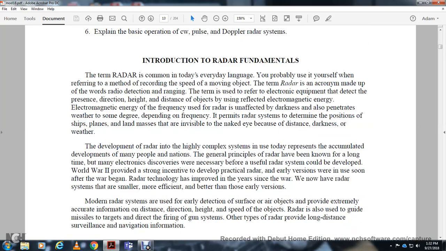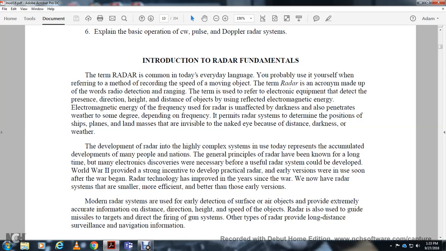Introduction. The term radar is common in today's everyday language. You probably use it yourself when referring to a method of recording the speed of a moving object. The term radar is an acronym made up of the words radio detection and ranging. The term refers to electronic equipment that detects the presence, direction, height, and distance of objects by using reflected electromagnetic energy. The frequency of radar is unaffected by darkness and also penetrates weather to some degree, depending on the frequency. Radar determines the position of ships, planes, and land masses that are invisible to the naked eye because of distance, darkness, or weather.